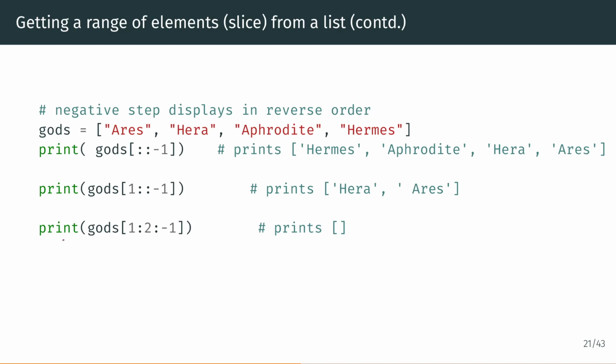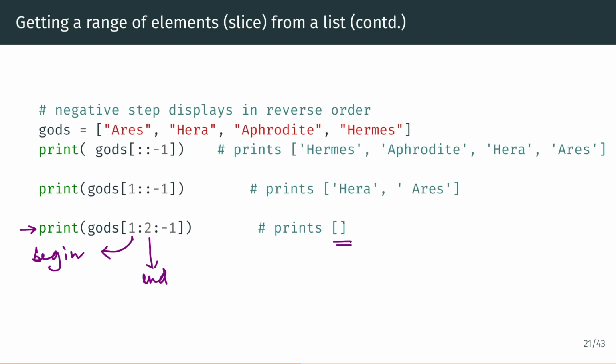Finally, in the last statement, we specify both the begin and the end index. That's where we begin, that's where we end, and we say a step size of -1. That's our step size. Now this prints nothing. It will not print anything.